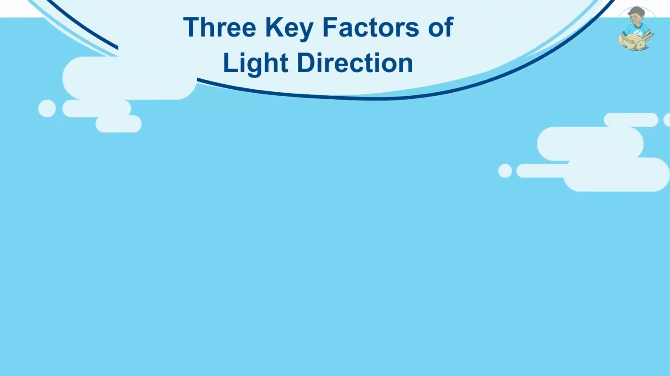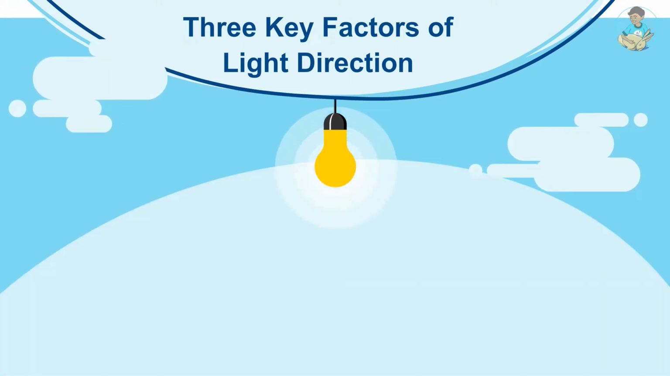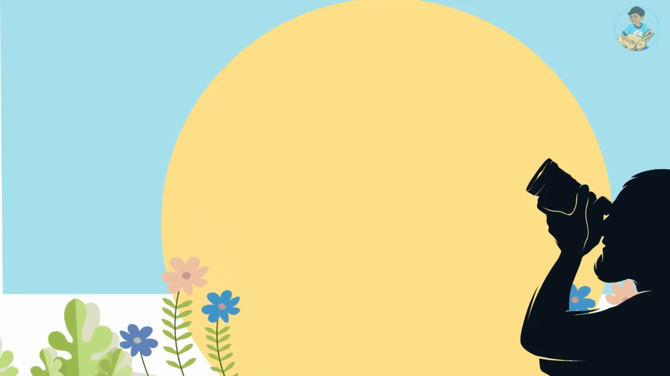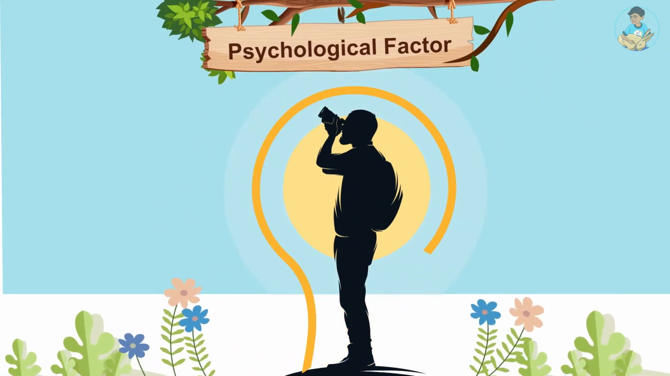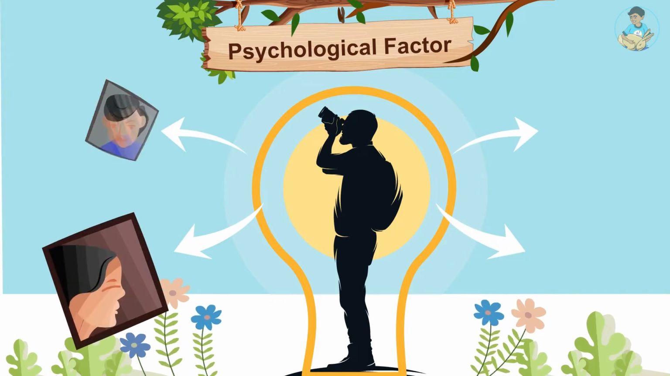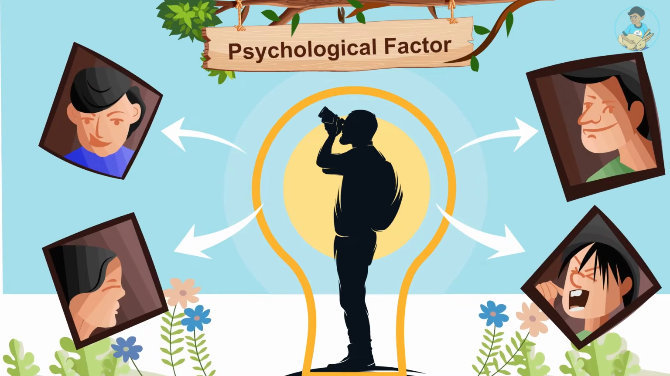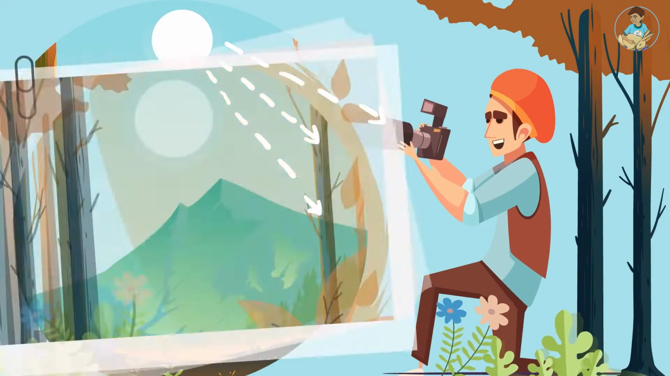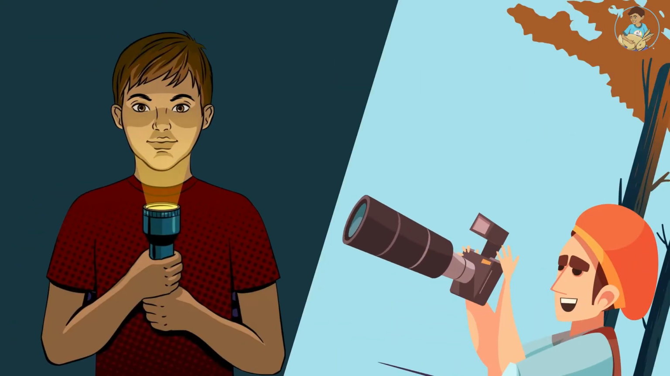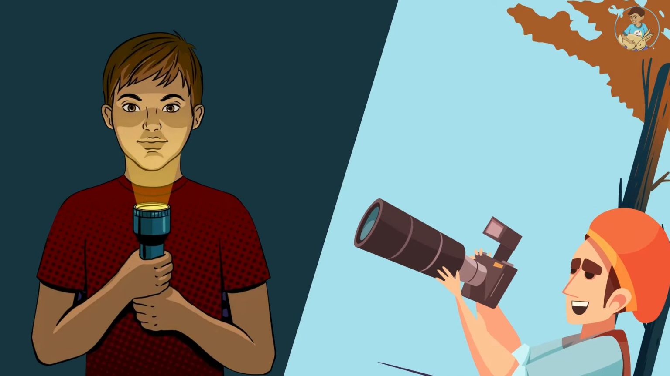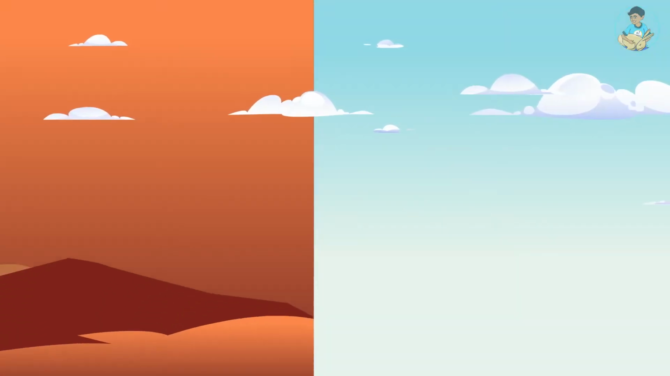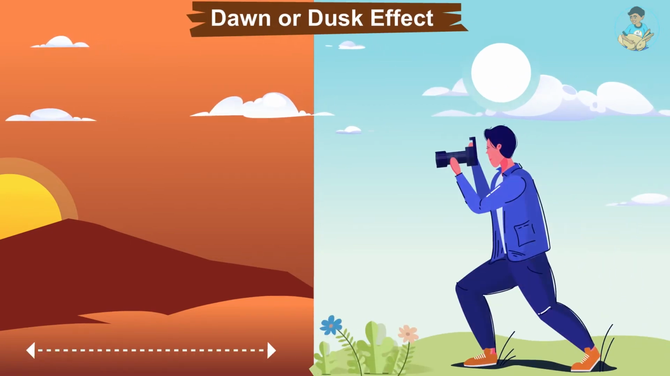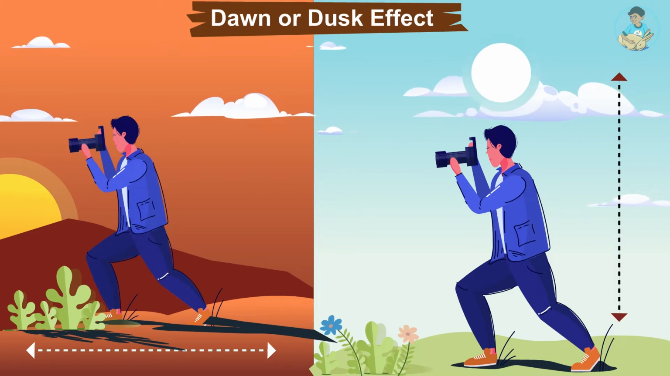There are three key factors that you may want to consider prior to studying the light direction and how it impacts your subject. Psychological factors. Light, as we know, can influence the emotions that you want to bring out in your photograph. For example, natural scenes are usually lit from above, and when the light source is below the line of sight, they appear unnatural. Similarly, you can achieve dawn or dusk effect if the light source is from horizontal direction rather than vertical.